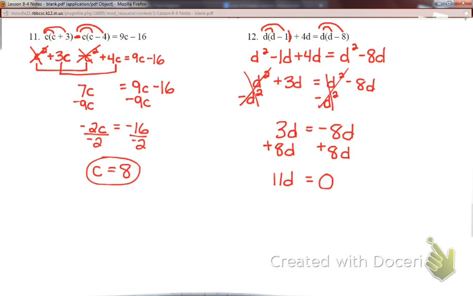So now just proceed to divide. Divide by the 11, just like you normally do. If there's a number in front of a letter, you divide to get that letter by itself. And last time I checked, 0 divided by 11 is 0. Do not put that this equals 11. That's not right. That's 11 divided by 1. If there's a 0 on top of a fraction, that means it's equal to 0. So that's what d equals. D equals the number 0.